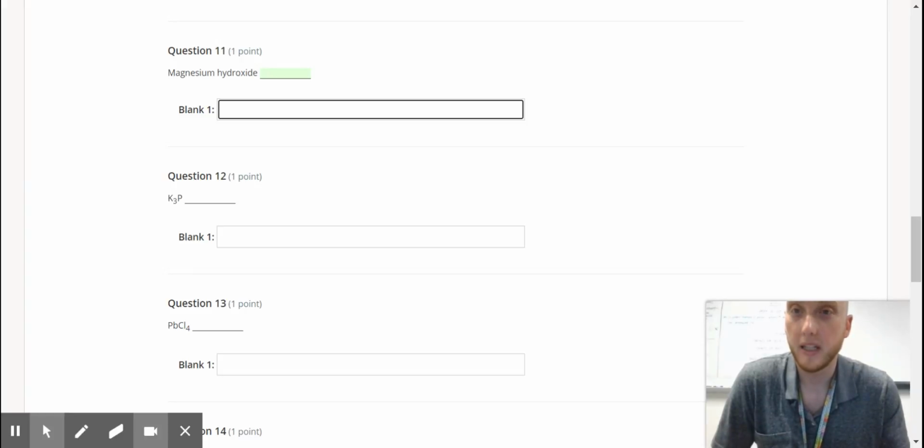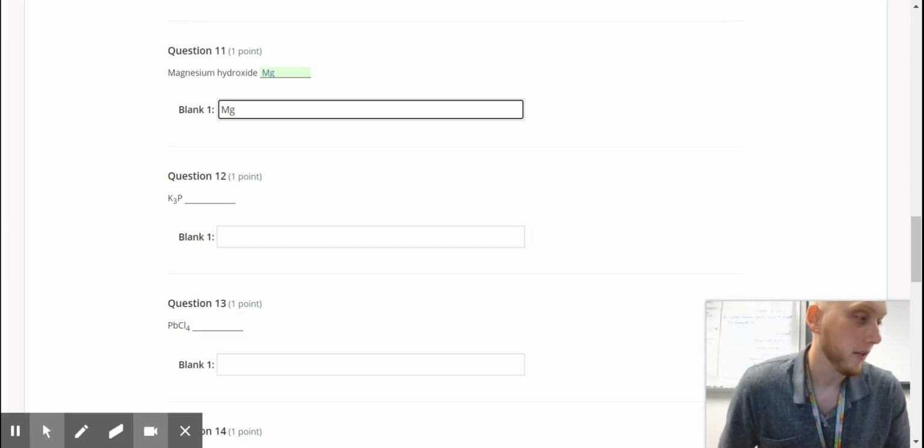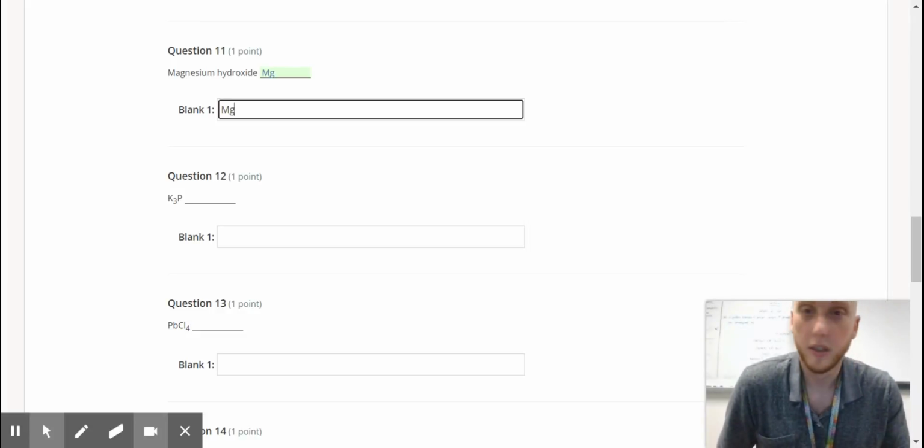So right here we have magnesium hydroxide. Magnesium's a metal, so we know it's going to start out with Mg. Hydroxide, again, that's going to be a polyatomic, so you check your list. Hydroxide is OH. Now, if you look, magnesium has a charge of +2. Hydroxide is just a -1, so you're going to crisscross those.